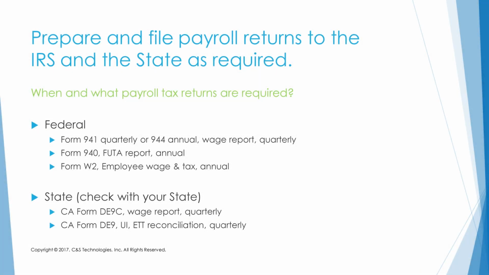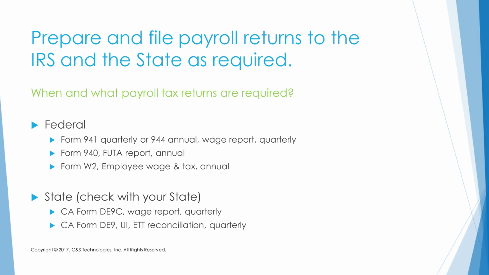Finally, after you have withheld the employee payroll taxes and then made the deposit, your final step is to prepare and file payroll returns to the IRS and the state as required. In addition to withholding and depositing taxes, an employer is required to file payroll returns. Federal payroll tax forms include 941 or 944, 940, W-2.